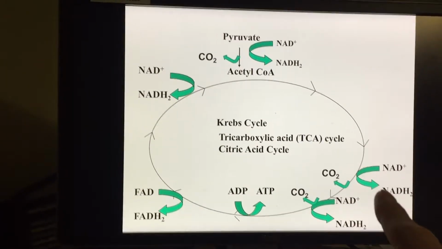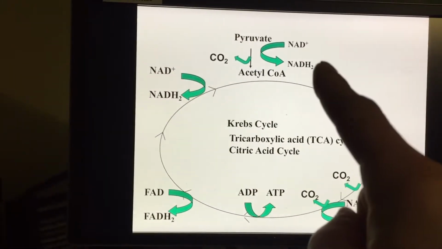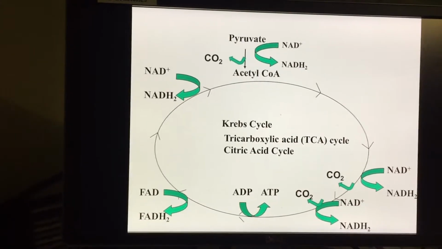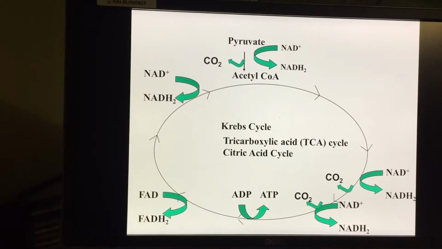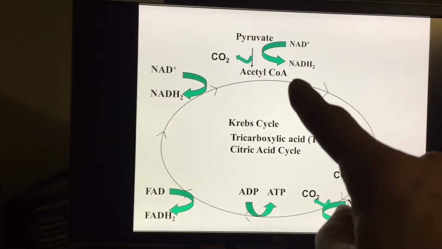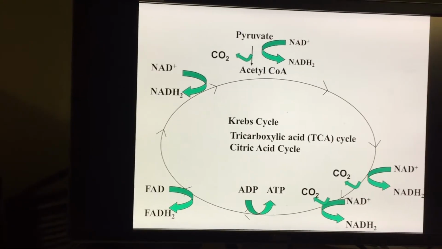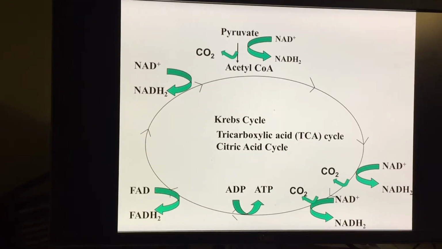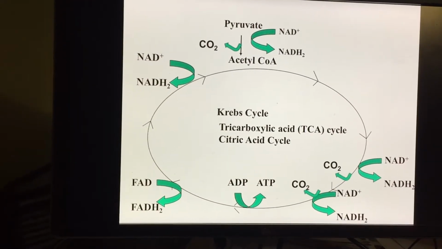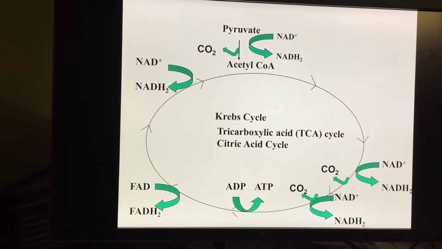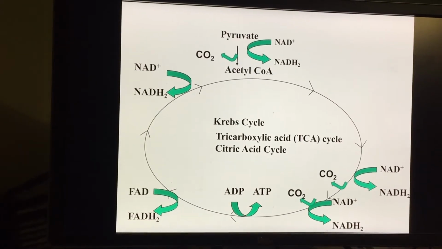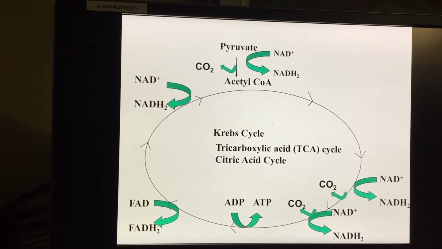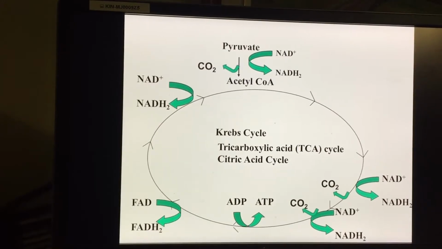The importance of forming these molecules is these molecules eventually go to another aerobic pathway in the mitochondria called the electron transport chain. For every NADH that goes to the electron transport chain, you get production of 3 ATPs, and for every FADH that you have going to the electron transport chain, you have production of 2 ATPs. So you can get a lot of ATP from breakdown of glucose.